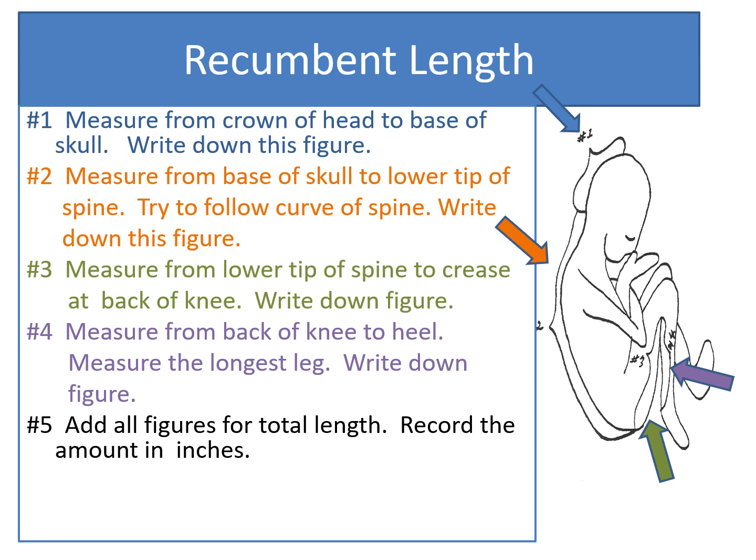Measure from the base of the skull to the lower tip of the spine. Try to follow the curve of the spine and write down this measure. Measure from the lower tip of the spine to the crease at the back of the knee and write down that measure. Then measure from the back of the knee to the heel. Measure the longest leg. Write down that measure. Then add all figures for the total length. Record the amount in inches.